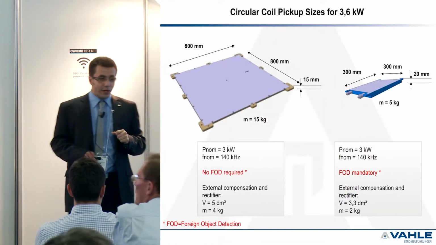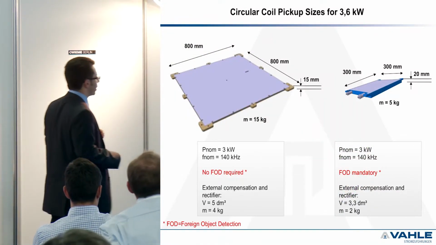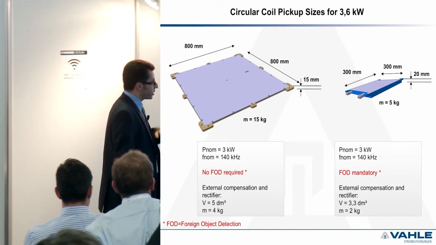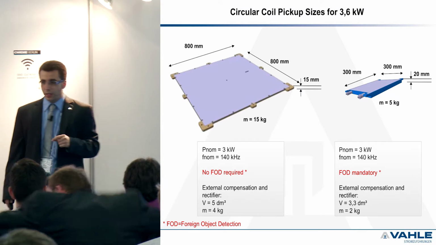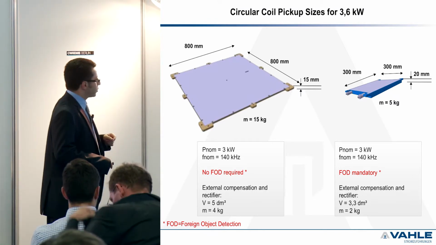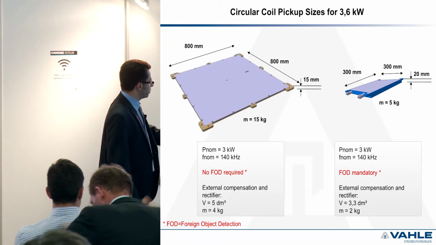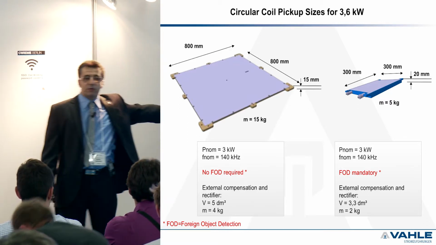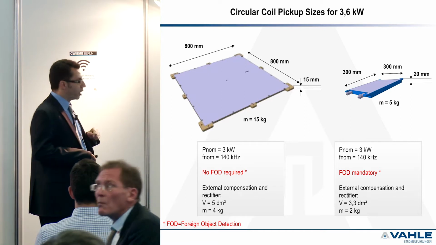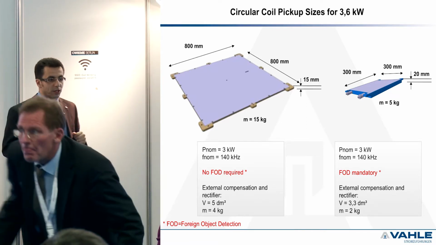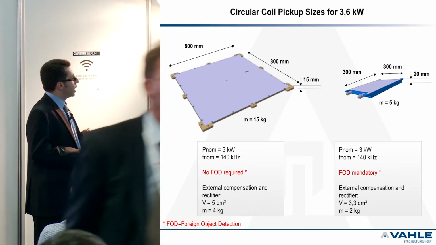But the OEMs told us, no, this is too big. So that's why the second prototype was 300 times 300, so much smaller. And this one needs FOD. FOD means foreign object detection. So we also have to construct sensors to detect metals on top of the coil and switch off the system if something is above it.